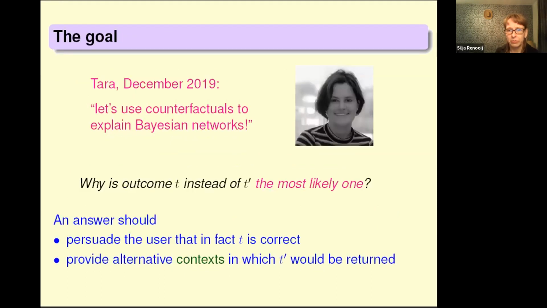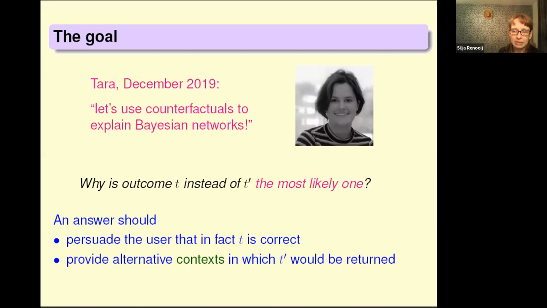So it was already a while ago, December 2019, that Tara decided to use these counterfactuals to explain Bayesian networks. In the meantime, we have seen similar concepts also in the context of Bayesian networks, and we propose to combine two types of explanation. We have seen similar combinations, not directly in the context of Bayesian networks, but in other contexts as well.